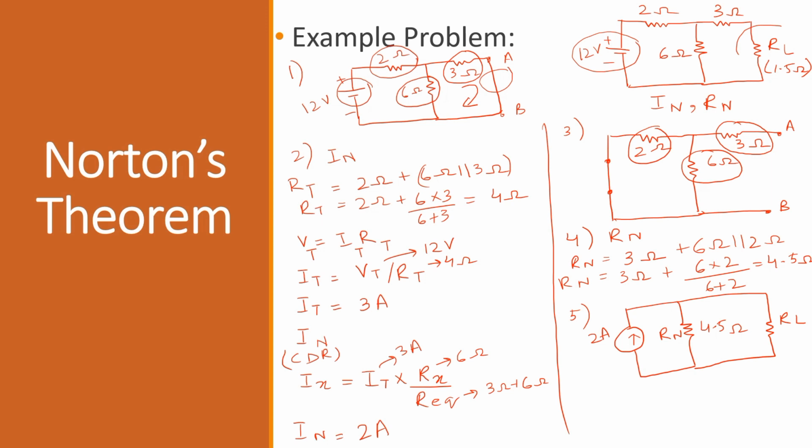Now if you are asked to find the load current through this load resistor, you will find it using the current divider rule. The formula is IL equals IN multiplied by Rn divided by Rn plus RL. Then if you are asked to find the voltage across this load resistor, you will use Ohm's law: VL is equal to IL multiplied by RL. You know the value of RL, and you just calculated the value of IL from this equation. So this is how you will find the voltage across this load resistor. So this is Norton's theorem.